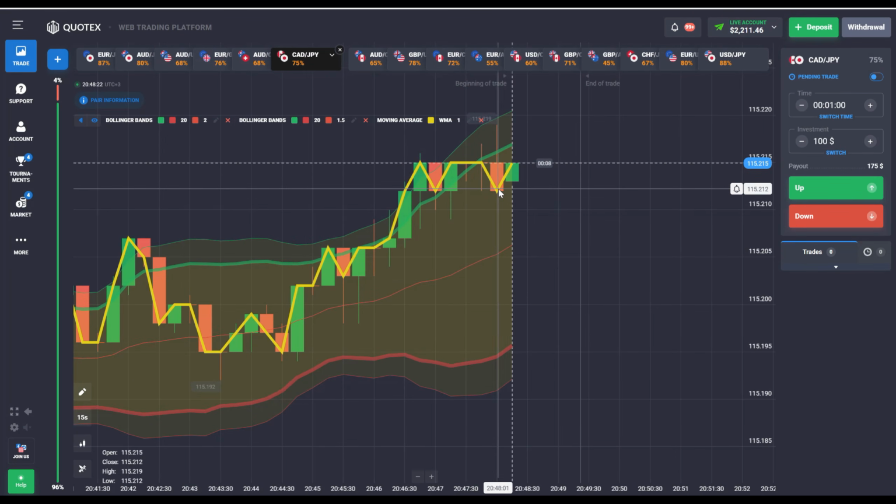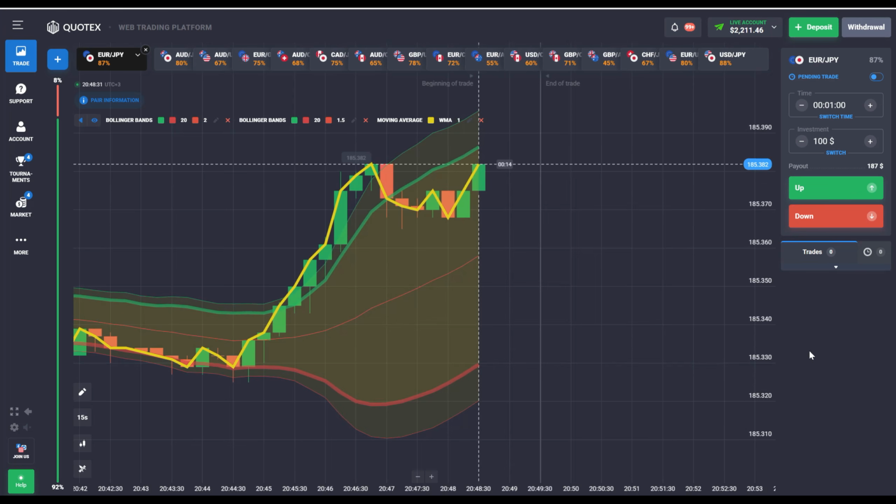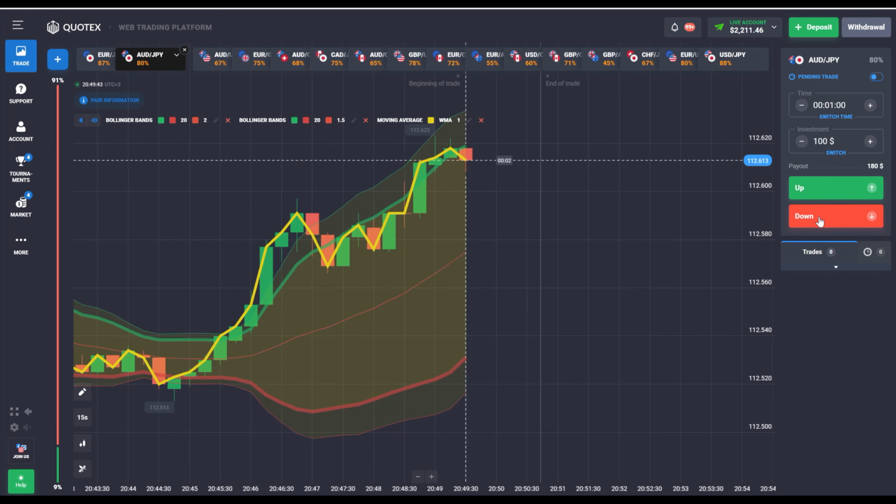Here we were a bit late, otherwise we could have traded. Alright, it's no big deal. Let's start trading, see where this leads, and how the strategy performs in real trading conditions. We wait for the candle to close and we'll open a downward trade.